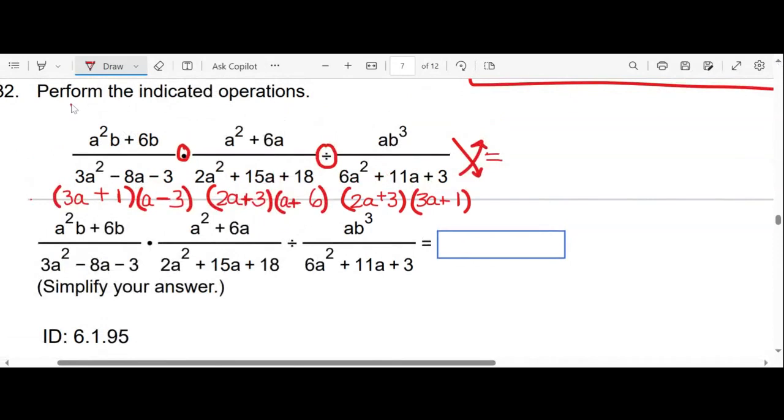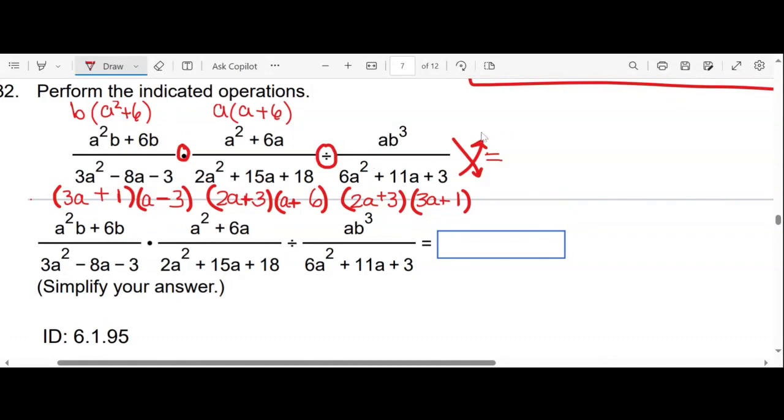What is coming in the top? A. No, B. What's left? A squared plus 6. What about this? A. What's left? A plus 6. This I cannot factor.